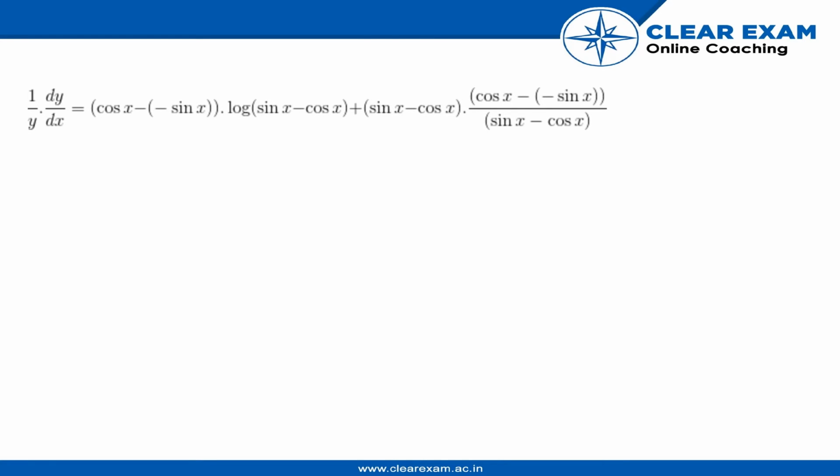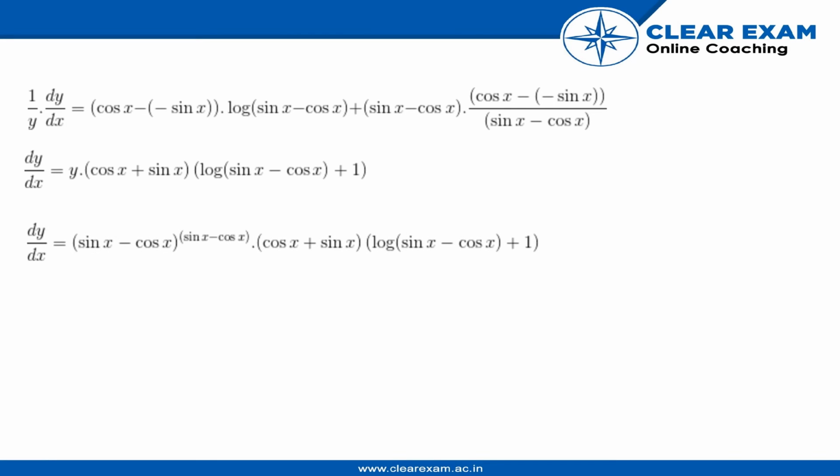(1/y)(dy/dx) = (cos x − (−sin x)) × log(sin x − cos x) + (sin x − cos x) × (cos x − sin x)/(sin x − cos x). Hence dy/dx = y × [(cos x + sin x) log(sin x − cos x) + 1]. So dy/dx = (sin x − cos x)^(sin x − cos x) × [(cos x + sin x) log(sin x − cos x) + 1].